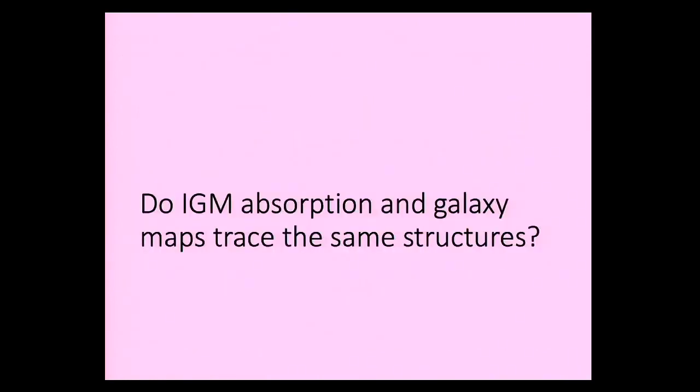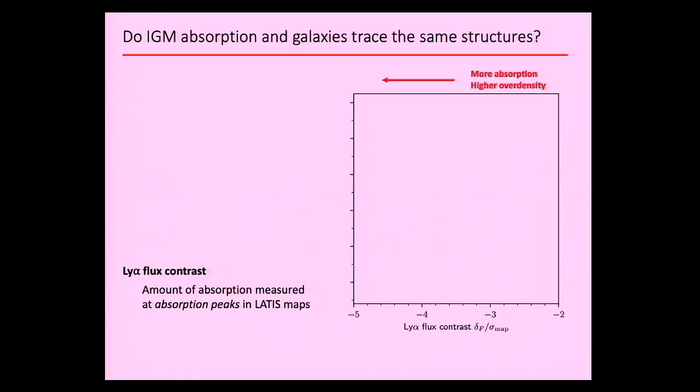So the next question you can ask is, what if we compare the structures that we see in the galaxies to what we see in the IGM maps? Do you actually see the same structures traced out in both cases? And one way to quantify this, kind of the simplest way I can think of, is to just count galaxies around highly absorbing regions in the maps.